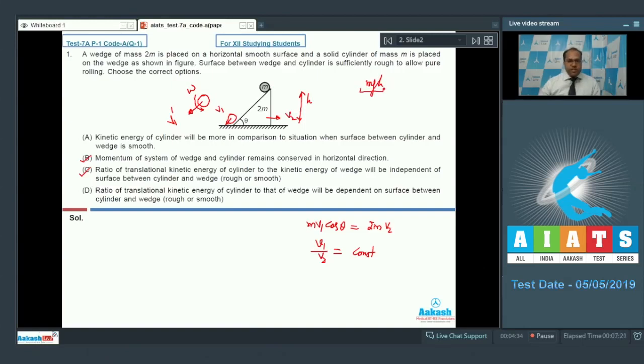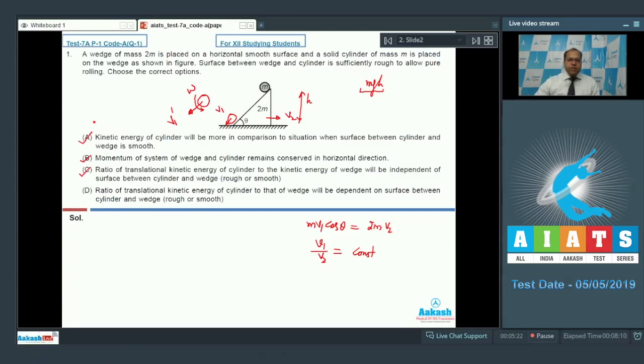Now this energy mgh gets distributed in the ratio of their translational kinetic energy. But when the surface is rough, some part of this energy mgh will go into the rotational kinetic energy of the cylinder, and the remaining part of the energy will get distributed in the ratio of their translational kinetic energy. So totally we can say that the kinetic energy of the cylinder will be more in comparison to the situation when the surface between cylinder and wedge is smooth. So option A is also correct. The correct answer for question number 1 is options A, B and C.